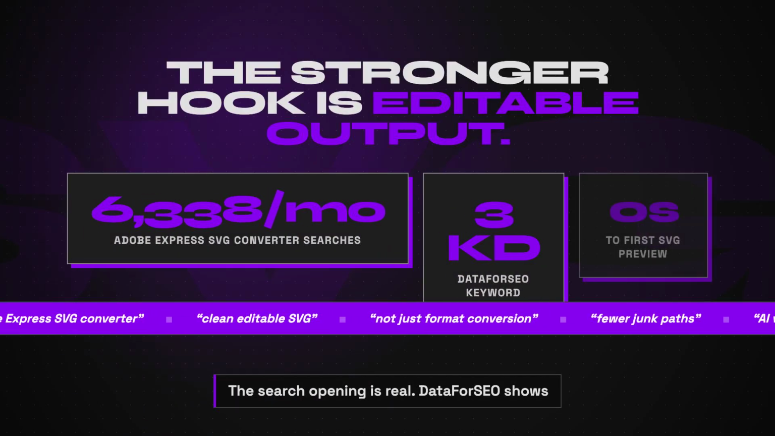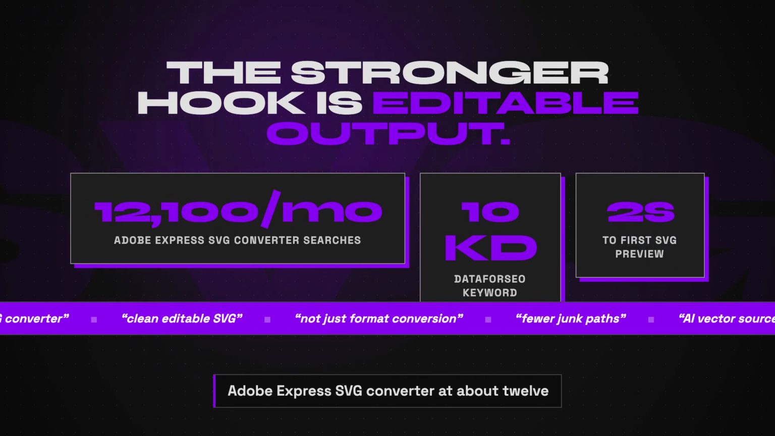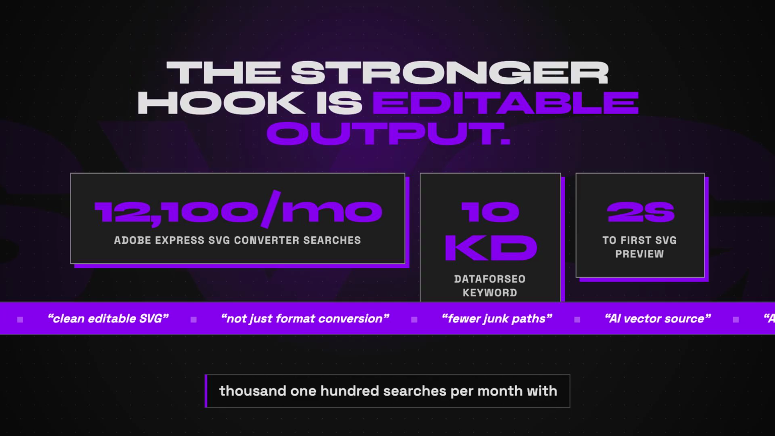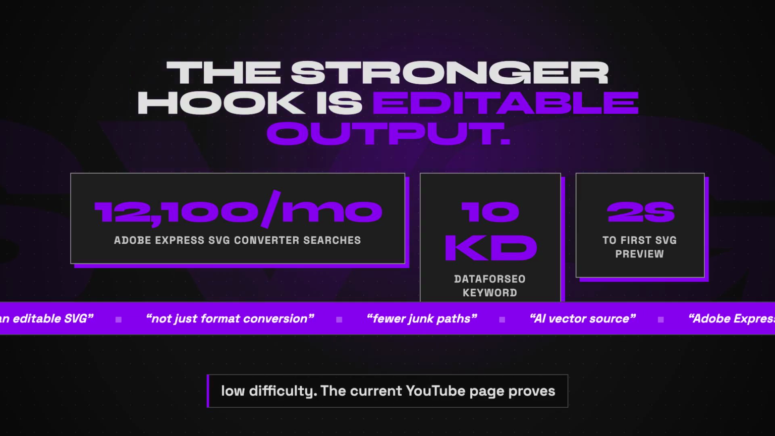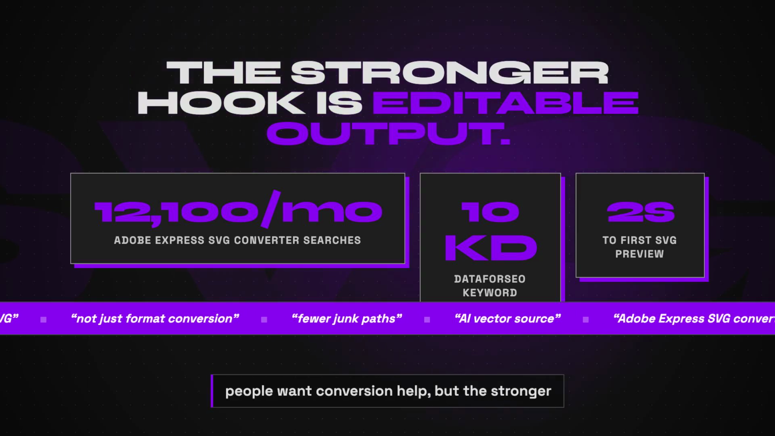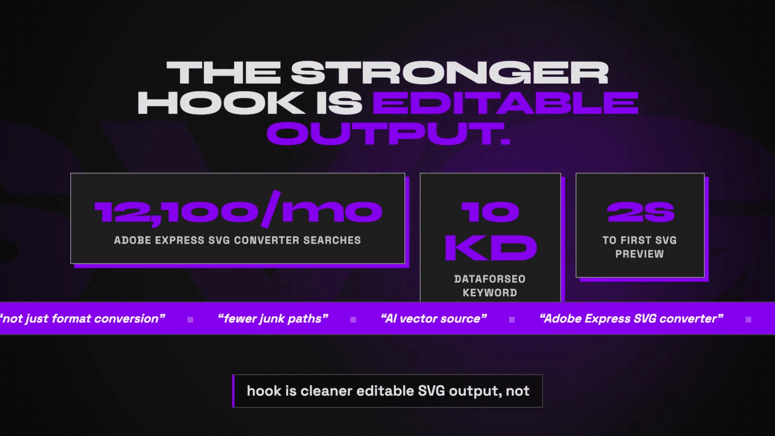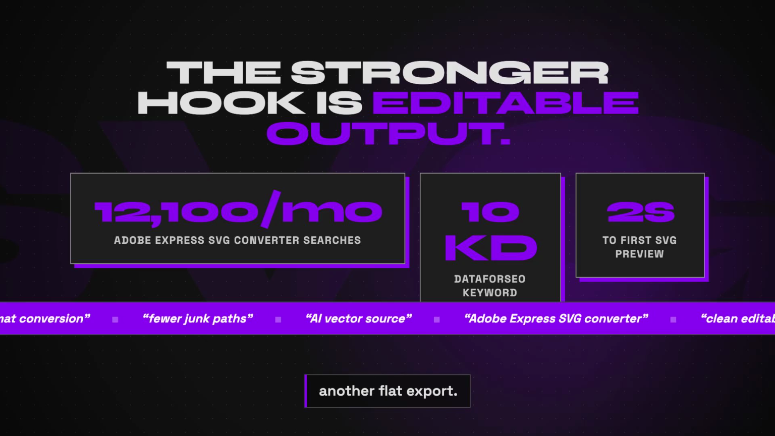Search opening is real. DataForSEO shows Adobe Express SVG Converter at about 12,100 searches per month with low difficulty. Current YouTube page proves people want conversion help, but the stronger hook is cleaner editable SVG output, not a flat export.